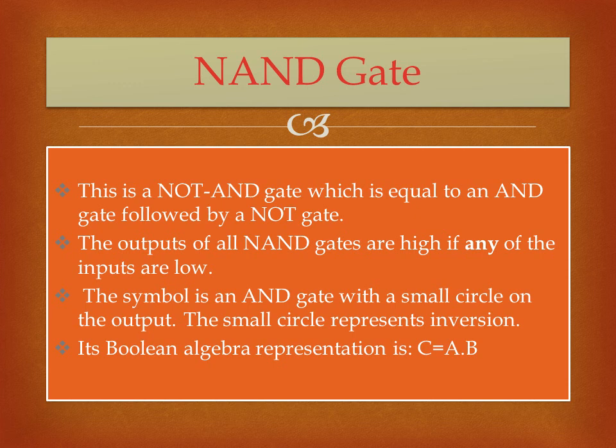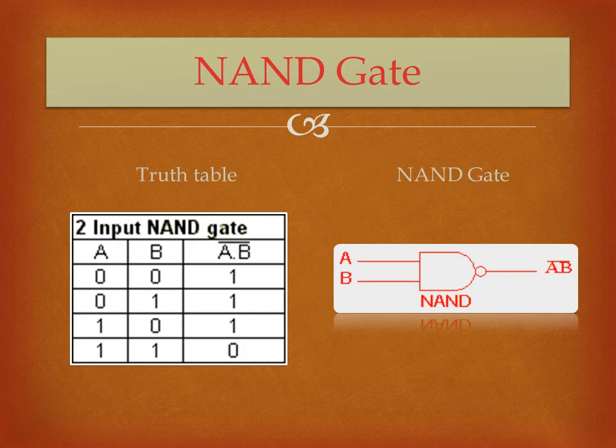In Boolean algebra, it is represented as C equal to A dot B whole bar. This is the NAND operation and NAND circuit. The two inputs A, B give the output A dot B bar. In the truth table, with two inputs A, B: 0, 0 gives 1; 0, 1 gives 1; 1, 0 gives 1; 1, 1 gives 0. This is the NAND gate operation and circuit.